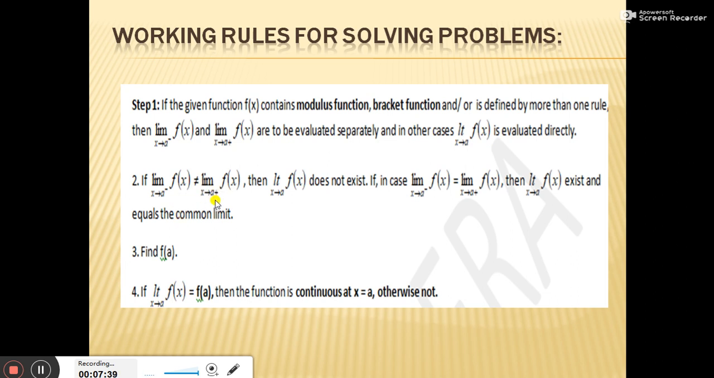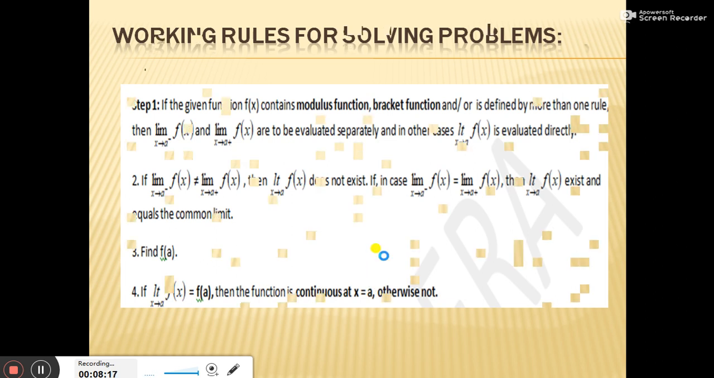If the left hand limit is not equal to the right hand limit, then this limit does not exist. And if the left hand limit is equal to the right hand limit, both exist and are equal, then the limit as x tends to a of f(x) exists. Then we have to find f(a), the value of the function at point a. If the limit of the function and the value of the function are both the same, then we can say the function is continuous at x equal to a, otherwise not. If both are not the same, then the function is not continuous.